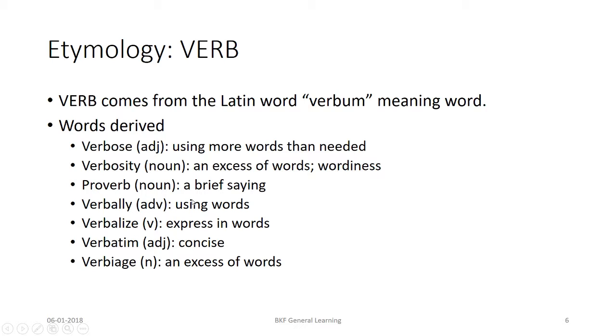A proverb is a noun. It means a brief saying. Verbally, which is an adverb, means using words. Verbalize is a verb, meaning expressed in words. Verbatim is an adjective, which means concise. Verbiage is a noun, which means an excess of words.